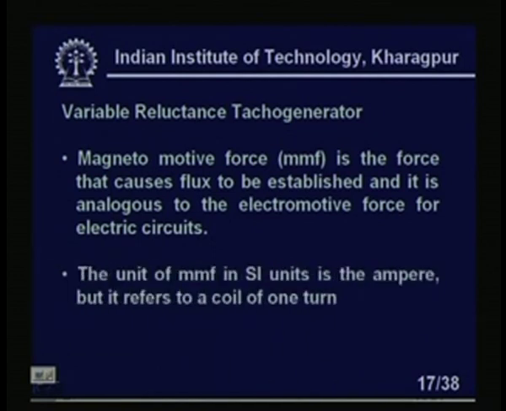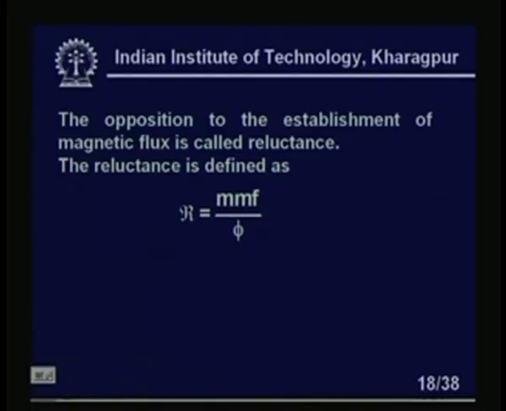The unit of MMF, magnetomotive force, in SI units is the ampere. It is actually ampere-turns, but it refers to a coil of one turn, right. The opposition to the establishment of magnetic flux is called the reluctance. Whenever reluctance increases, your flux decreases; if the flux increases, reluctance decreases, right.